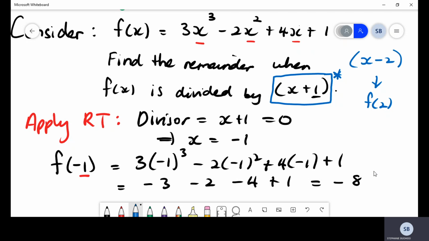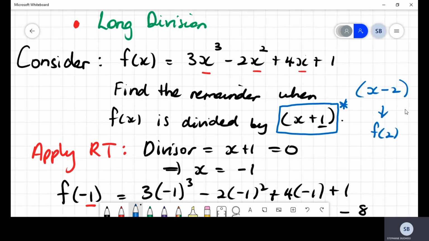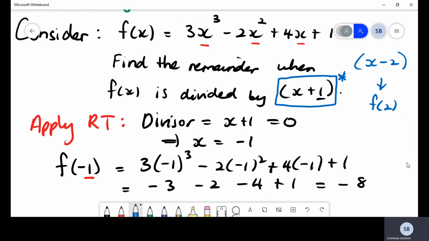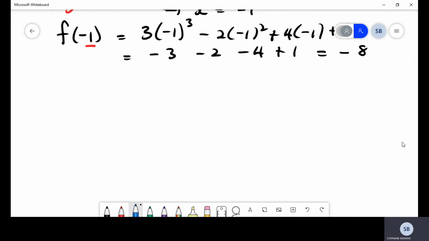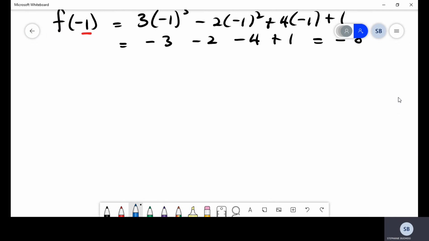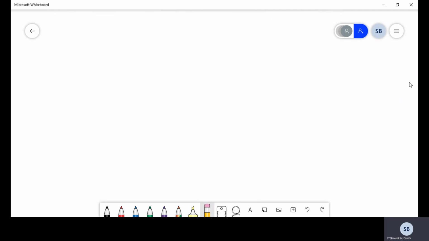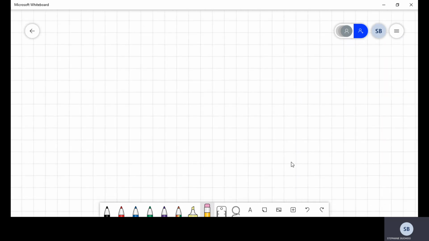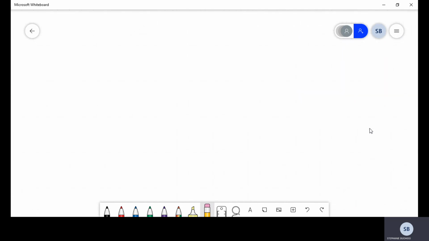Now, what I would like to show you guys for this question is the second method, which I said is long division. So for this same question, we are going to perform long division, where x plus 1 is our divisor and our function is what we are dividing. So I'm going to clear my screen here and create some space. Okay, nice. And I'm going to set up my question to look as follows.